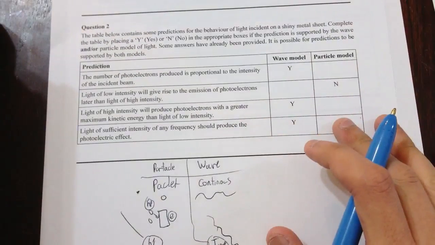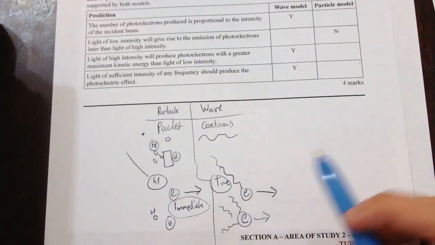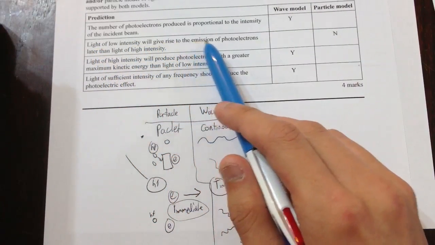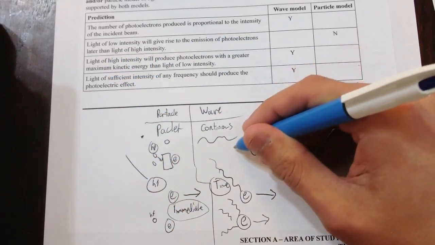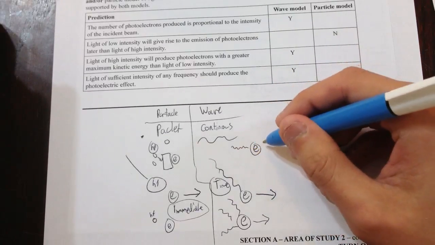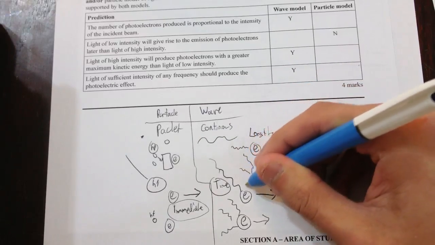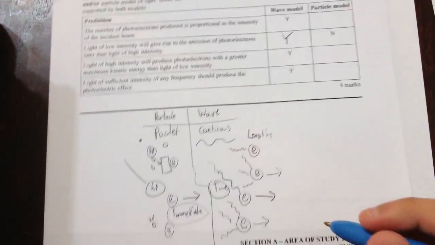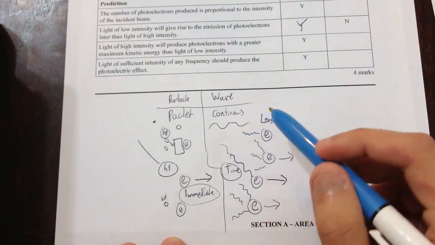So if we look up here, this is question 2 of 2006 or something, but it's still relevant. This is the question that it'll relate to. Light of low intensity will give rise to the emission of photoelectrons later than light of high intensity. If we have only a tiny bit of intensity, like one ray of light coming in, it'll take a long time. Whereas if we have lots of rays of light coming in, then it'll come out really quite quickly. So this would be a yes. There's another thing I want to add to this in a second, but for now that's good.